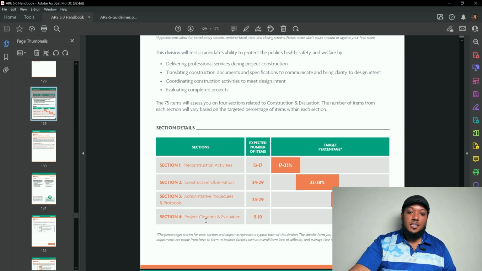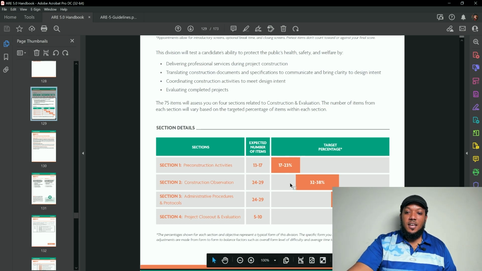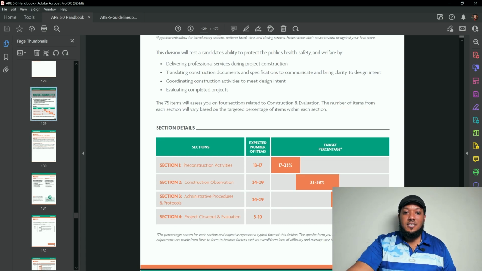And then finally, we're going to look at the project closeout and evaluation. You see the heavy parts for this exam are the construction observation and the administrative procedures. Essentially, you're really going to need to know what's happening on site. So that's the exam structure in general, and some of the key resources.